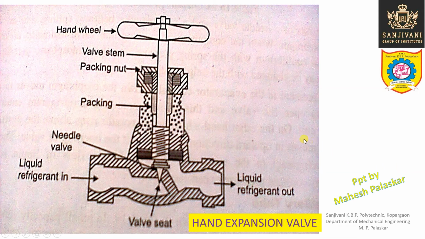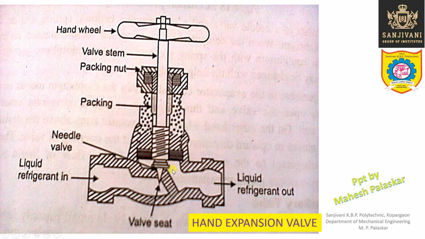Now another expansion device is the hand expansion valve, or the hand operated expansion valve. Here you will find that the liquid refrigerant is entering from here and leaving from here, and here there is a restriction. This restriction can be changed manually. This is a hand wheel. If the hand wheel is rotated, this restriction can be increased or decreased. So this is the valve stem, this is the packing nut, and there is a packing here, and here we have the screw, that is the nut and bolt arrangement.